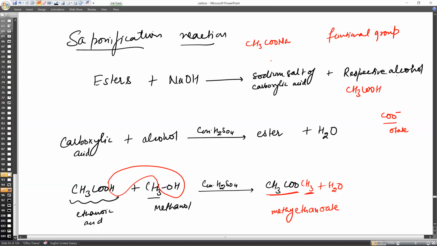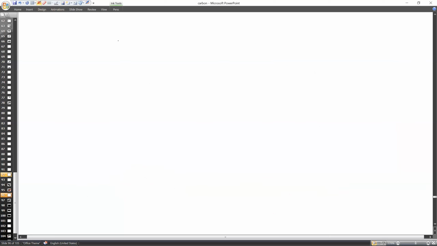So what do you mean by the word respective alcohol here? Let me explain. Respective alcohol means every ester is going to have its parent carboxylic acid and alcohol. For example, like every salt has its parent acid and base. For example, sodium sulfate, Na2SO4: its parent base is NaOH, and its parent acid is H2SO4. Likewise, calcium carbonate: its parent base is Ca(OH)2, and its parent acid is H2CO3, carbonic acid.